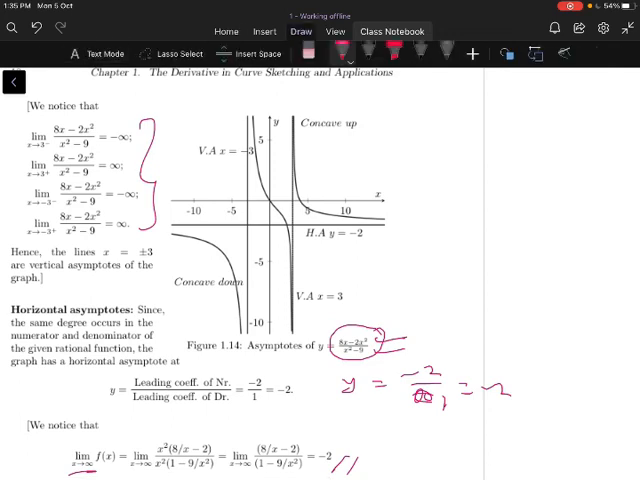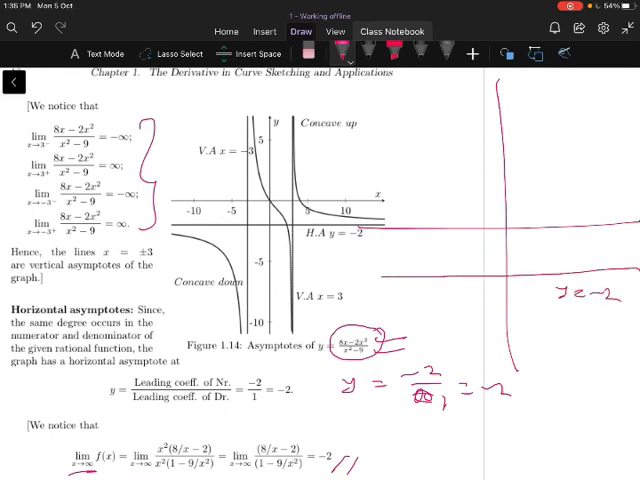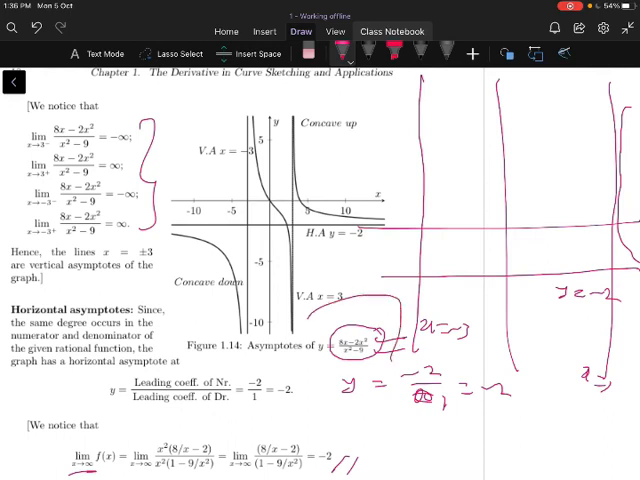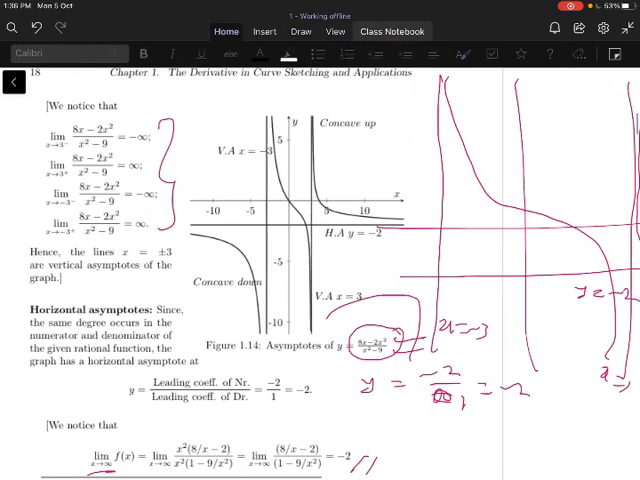What are the asymptotes here? One is y = −2, the horizontal asymptote. And what are the vertical asymptotes? The vertical asymptotes are x = −3 and x = +3. One can see the curve like this, and a curve like this, and the curve again like this. Here we have the curve corresponding to the asymptotes.